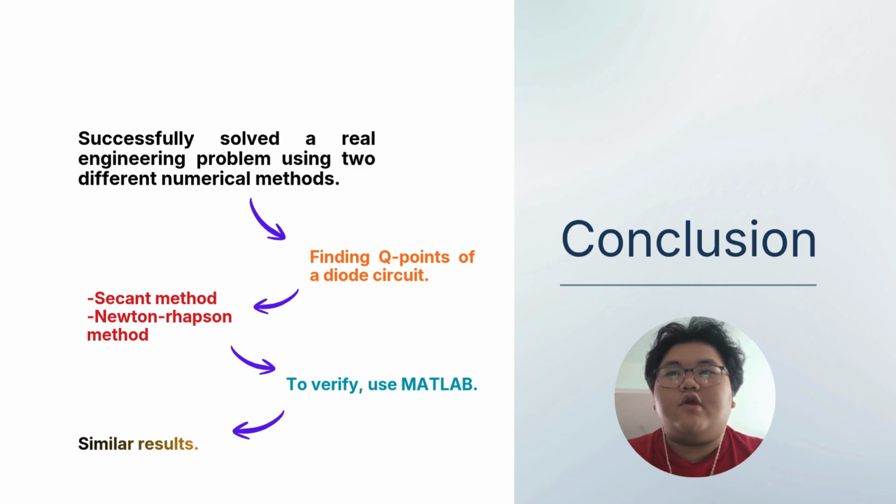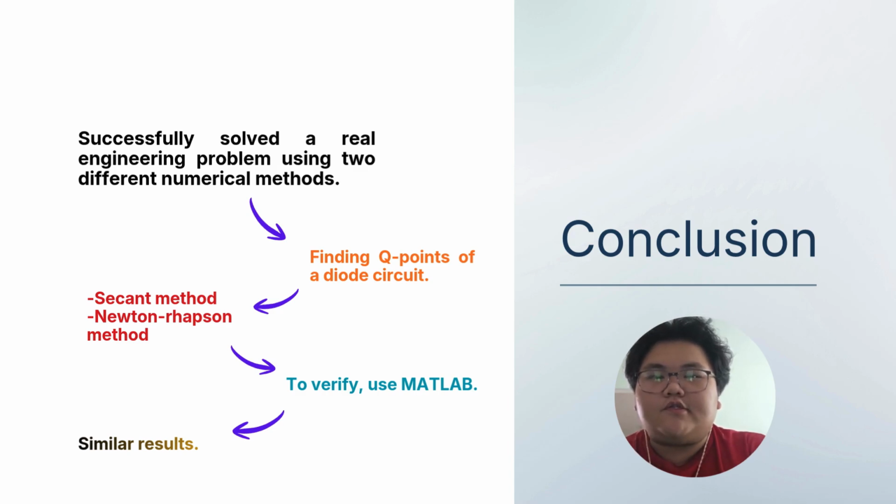As a conclusion, by doing this project we have successfully solved a real-life engineering problem using two different numerical methods. The engineering problem that we solve is finding the Q point of a diode circuit, and the numerical methods that we use are the secant method and the Newton-Raphson method. To verify our answer from the manual calculation, we use MATLAB software. From the software, we get similar results from both the manual calculation and the simulation. And that is all from me.